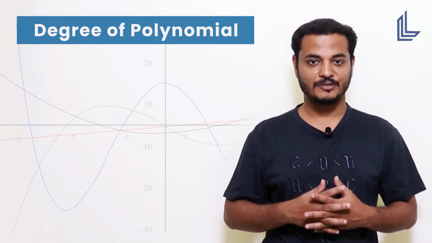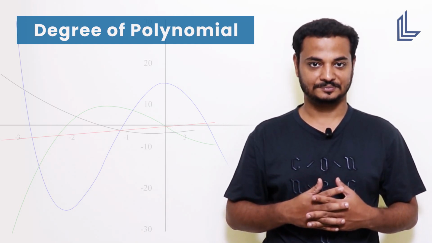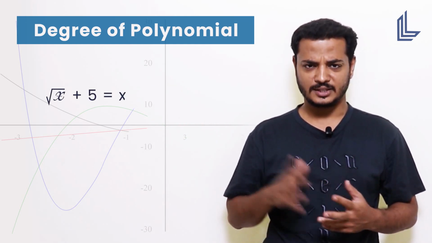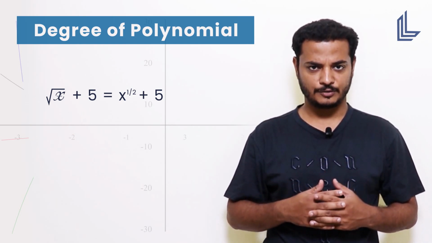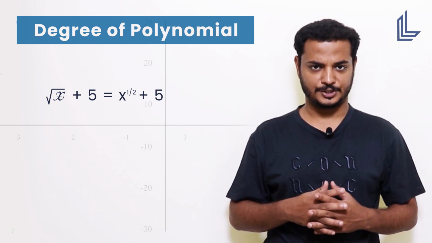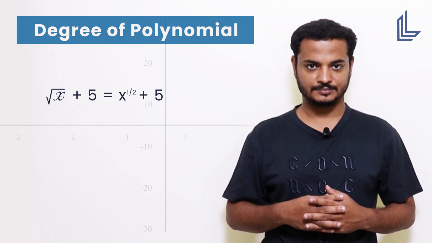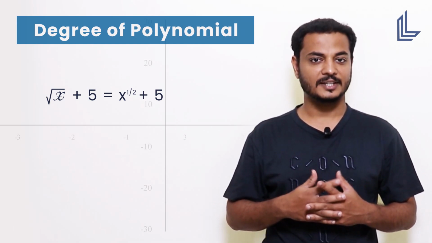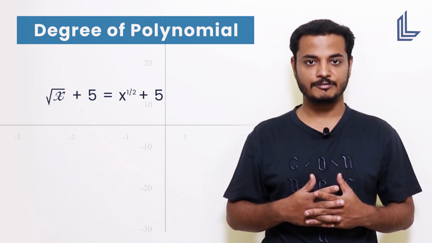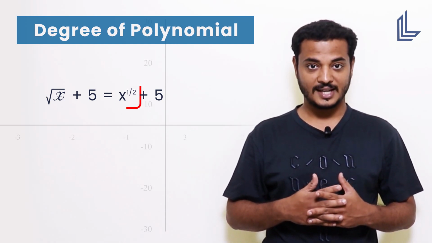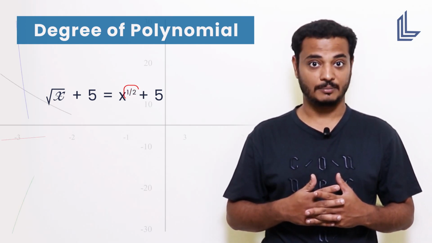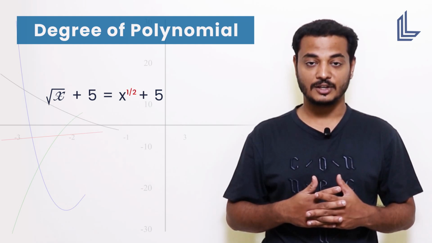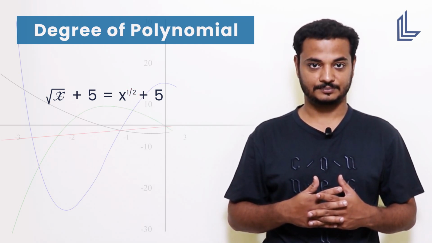Now one last thing before we wrap up this revision. Do you think these expressions are polynomials? If you observe carefully, for example, take the first expression, root x plus 5. Now root x plus 5 can be written as x to the power half plus 5. Notice that the power of x here is half. It's not a whole number. Hence, it will not be a polynomial.